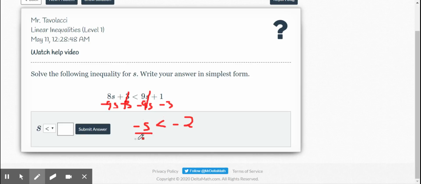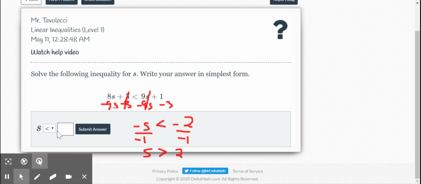Now we will divide both sides by a -1. And that's going to give me +s and a +2. But when we divide both sides by negative, the inequality must flip. So this is going to become s is greater than +2. So go to the drop down. We'll grab the greater than sign, +2, and submit.